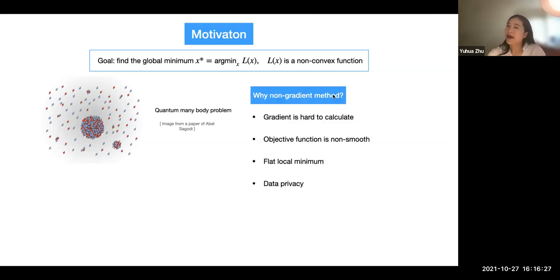And why do we want a non-gradient method? The first two reasons are obvious: when the gradient is hard to compute or the objective function is not smooth, it's better to have a non-gradient method. The third reason is when there is a flat local minimum. For a flat local minimum, the gradient in this whole region is very small. So when you use a gradient-based method, because all the gradients are very small, it's hard to jump out of this valley to go to the global minimum. That's why we want a non-gradient method, which will be less affected by the geometry of the loss function.